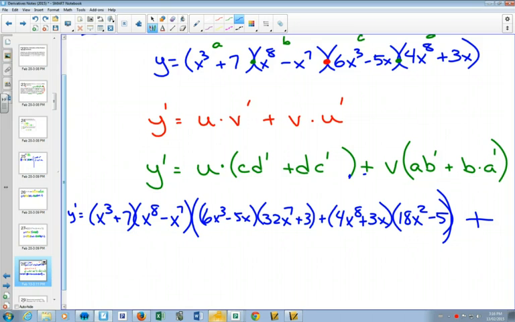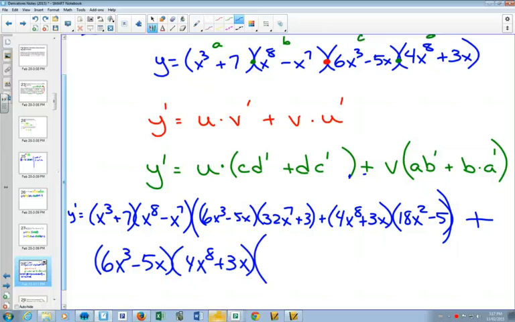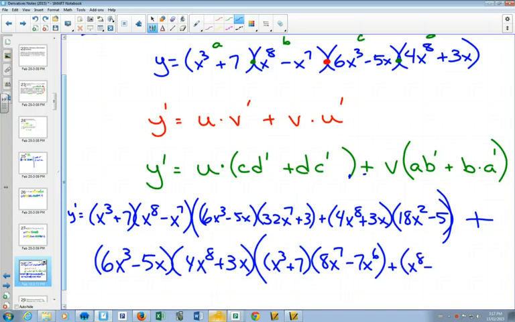And now I'll write underneath v, which was 6x cubed minus 5x, bracket, 4x to the 8 plus 3x, times a, which is just x cubed plus 7, times b prime, which would be 8x to the 7 minus 7x to the 6, plus b, x to the 8 minus x to the 7, times the derivative of a, which would just be 3x squared. Close that, and we're done.